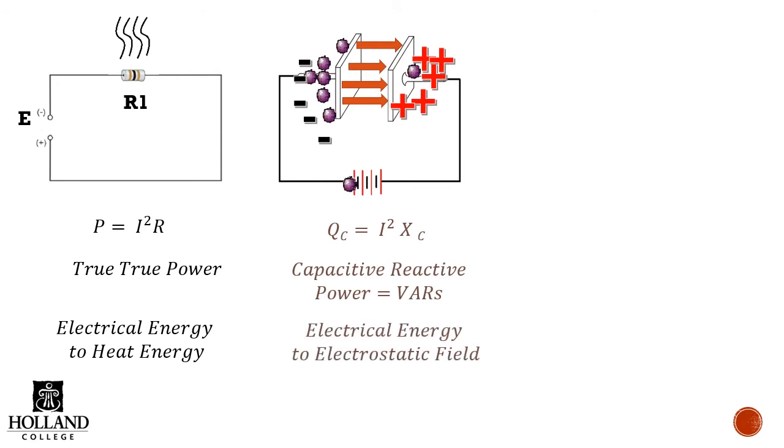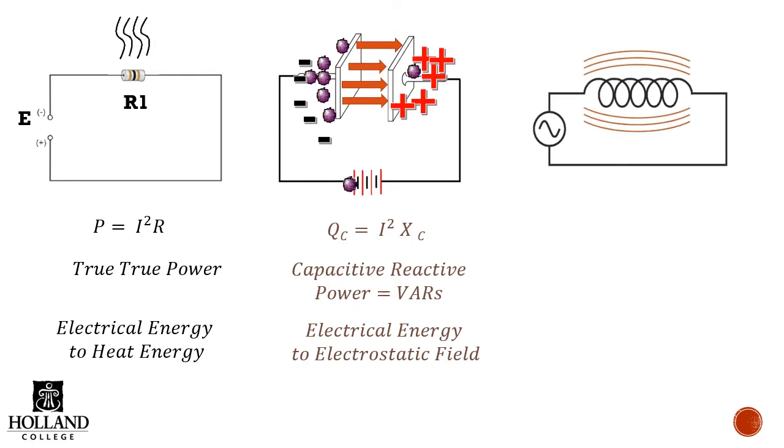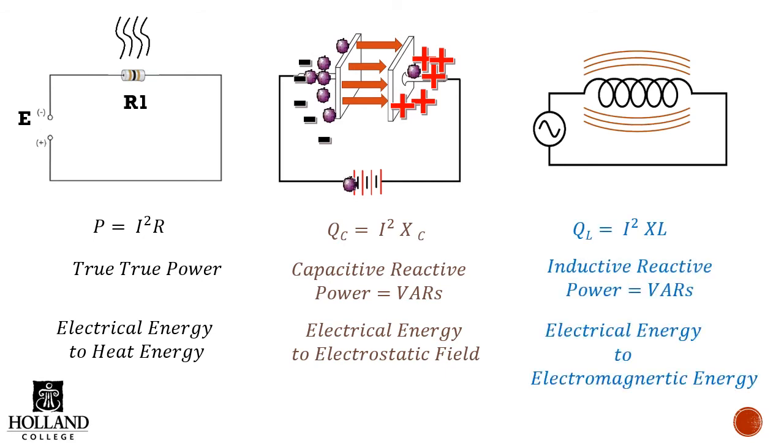Our capacitor stored energy in an electrostatic field, and we used QC as the identity, and we measured that in VARs capacitive, volt amps reactive. And our inductor stored electrical energy in a magnetic field. We used QL as the identity, and we also measured that in volt amps reactive.